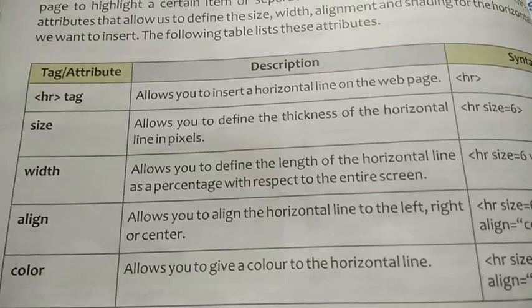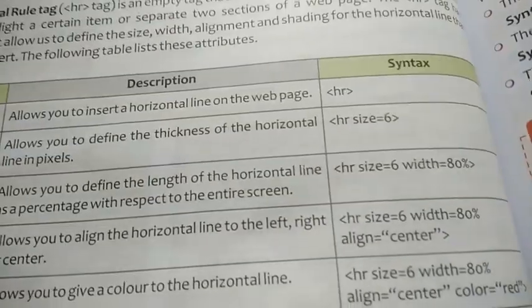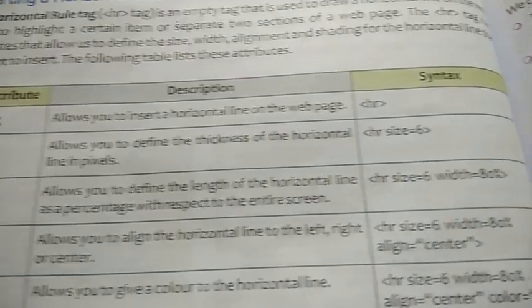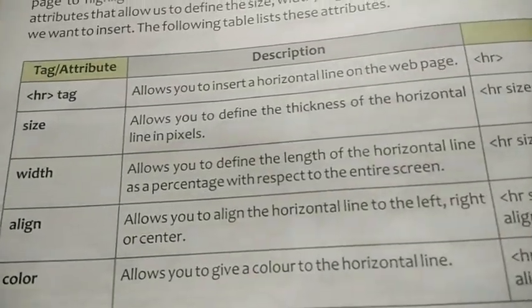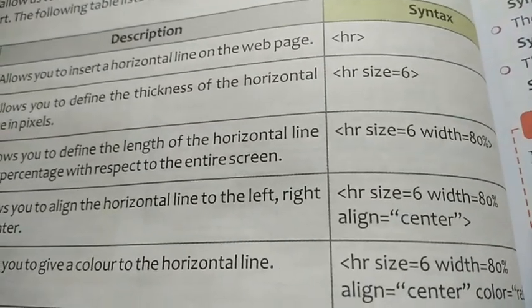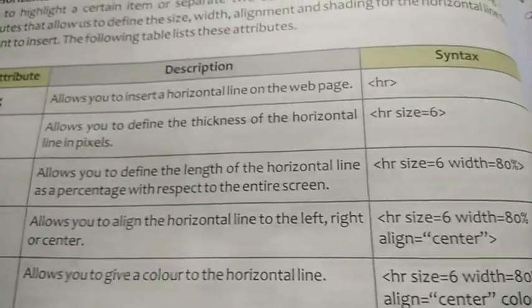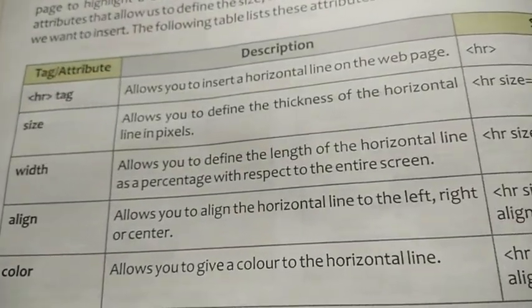So it allows you to align the horizontal line to the left, right or center. Then HR size 6, width 80%, align center. Then color allows you to give a color to the horizontal line. Then HR size 6, width 80%, align center, color red. Okay, so all are related description, syntax and tag attributes.